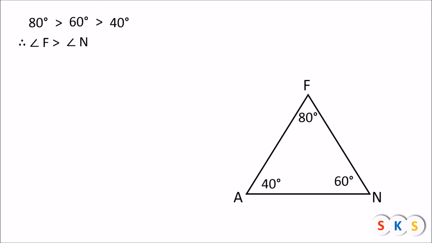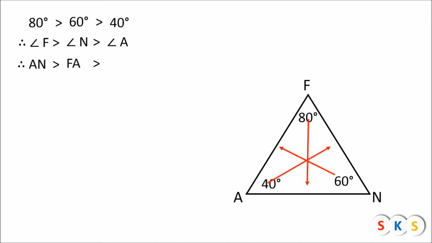Now we know that the side opposite to greater angle is greater and side opposite to smaller angle is smaller. So which angle is greater among these three angles? Angle F. And which is the side opposite to 80 degrees? AN. So AN is greater than FA, because angle N is 60 degrees. And what is the side opposite to angle N? FA. So we will write FA greater than the side opposite to angle A, that is FN. According to this property, side opposite to greater angle is greater.